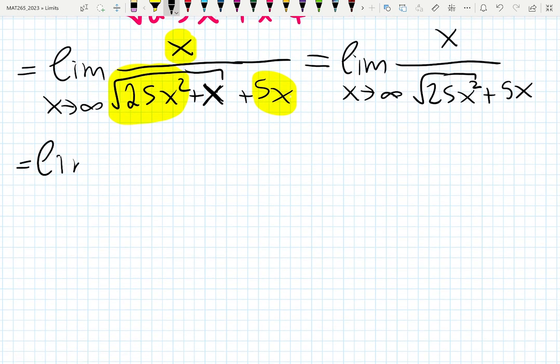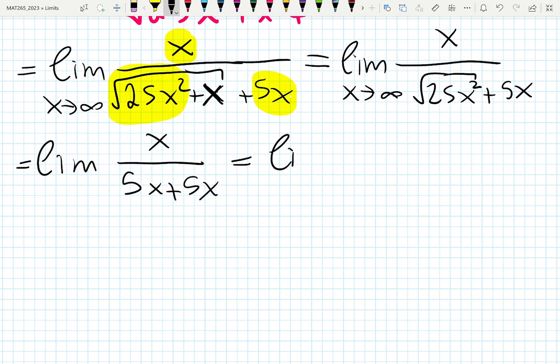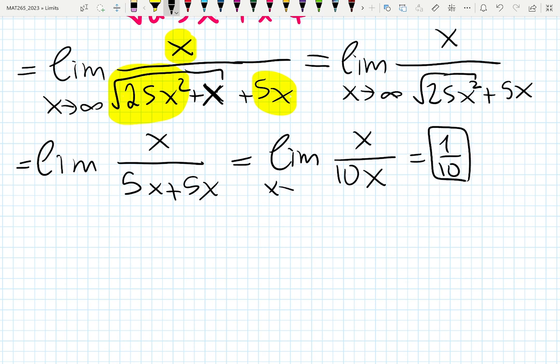Simplify, limit x over 5x plus 5x. You have to write down limits everywhere, or else you cannot use equal signs, like we just mentioned before. You have x over 10x. It's 1 over 10. So all those 3 steps I just wrote down can be skipped if you understand speeds of functions. The speed of the whole fraction was definitely x at the top and x at the bottom.